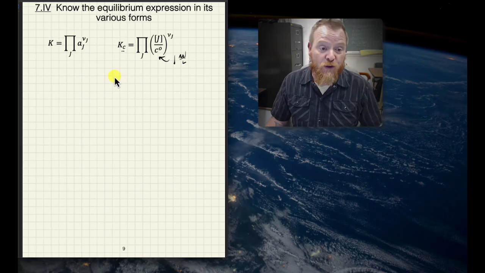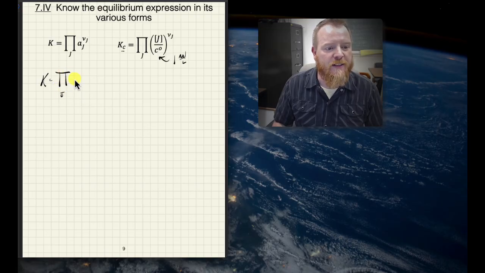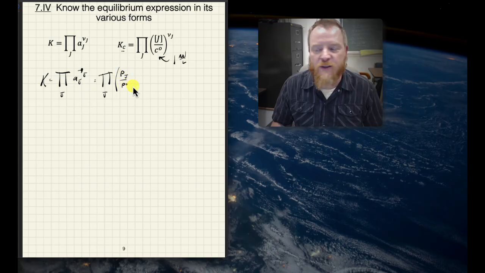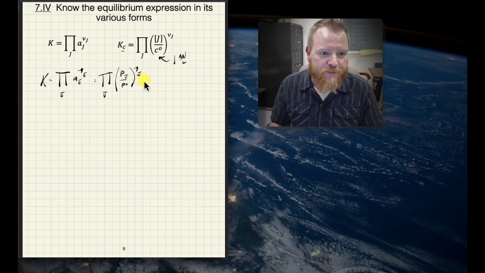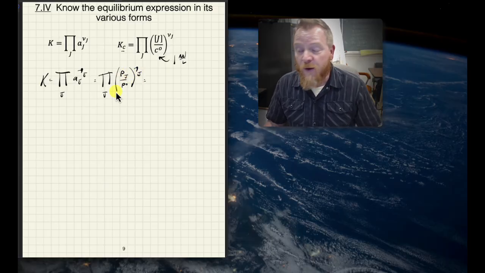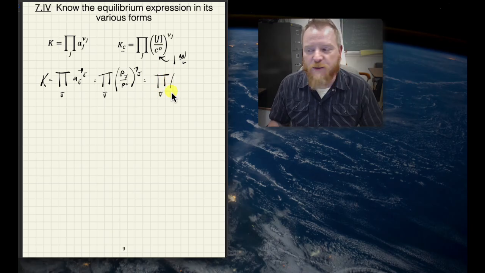Well, what if I have things in terms of pressure? Let's flesh that out. Let's write K equals the product, pi, over species J of a_J raised to the nu_J. If we recast that in terms of partial pressures, remember the activity is just the partial pressure over some standard reference value, raised to the nu_J power. And if we use the ideal gas law to calculate that pressure, we can plug that in.